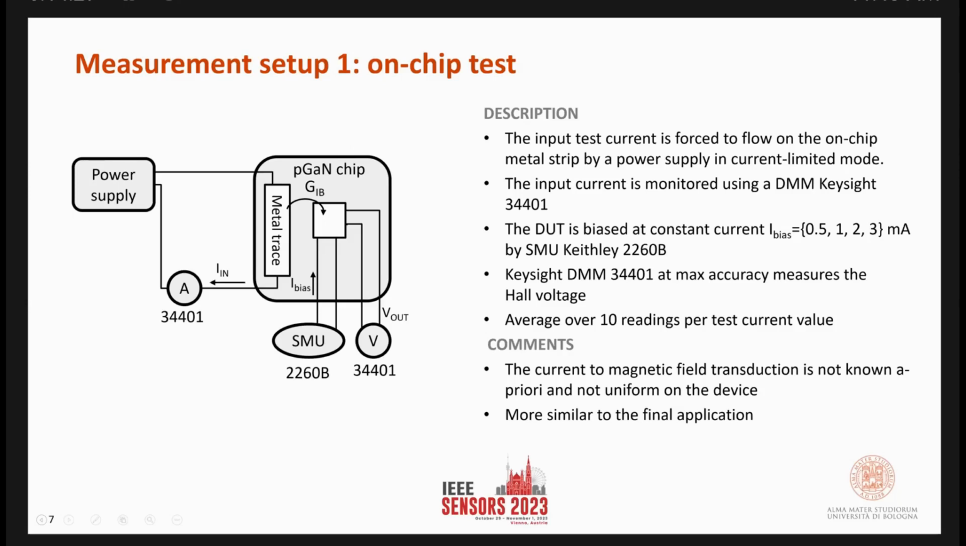The problem is that we do not know what the magnetic field on the sensor is, because at the end, the Hall effect sensor is a magnetic sensor. So we do not know what the magnetic field is. And the other problem is that the field is not uniform on that sensor.